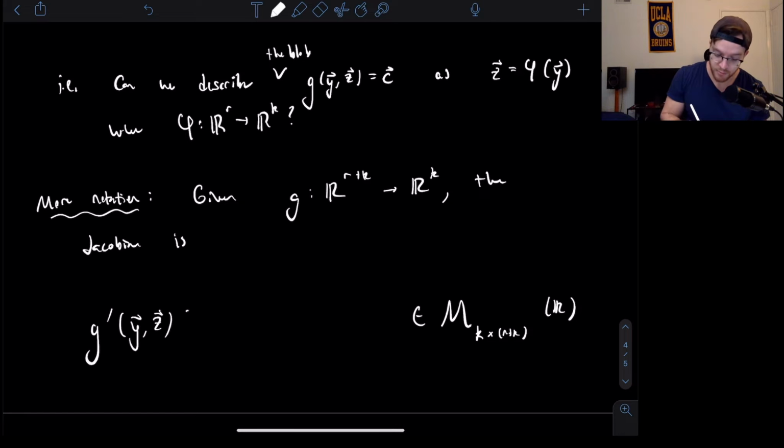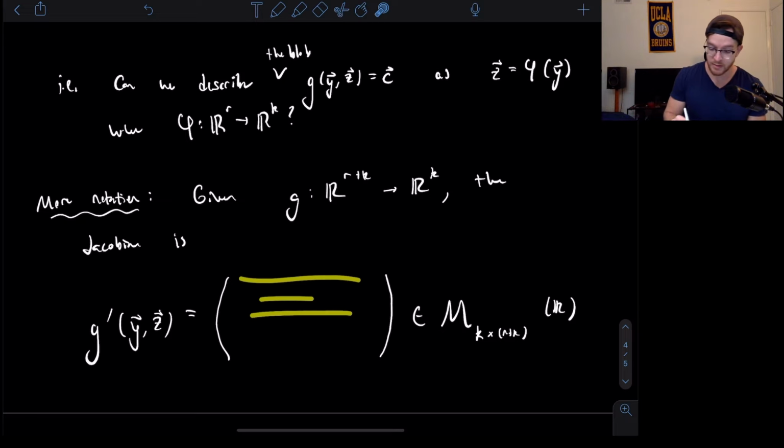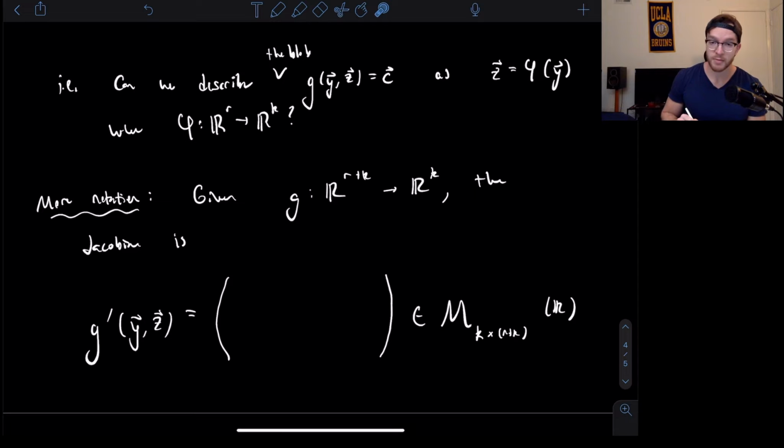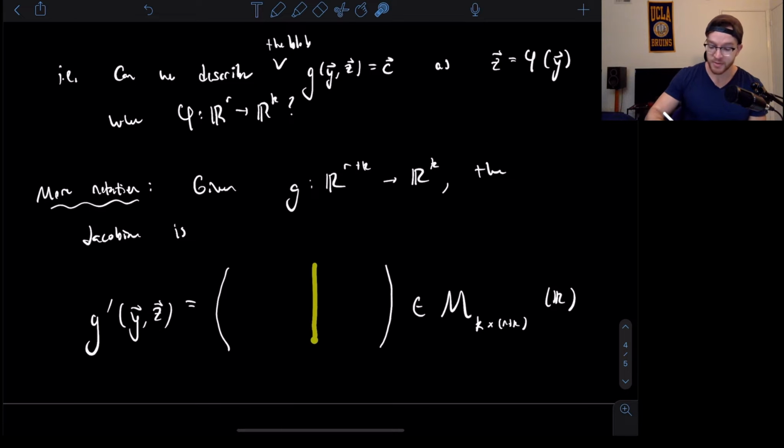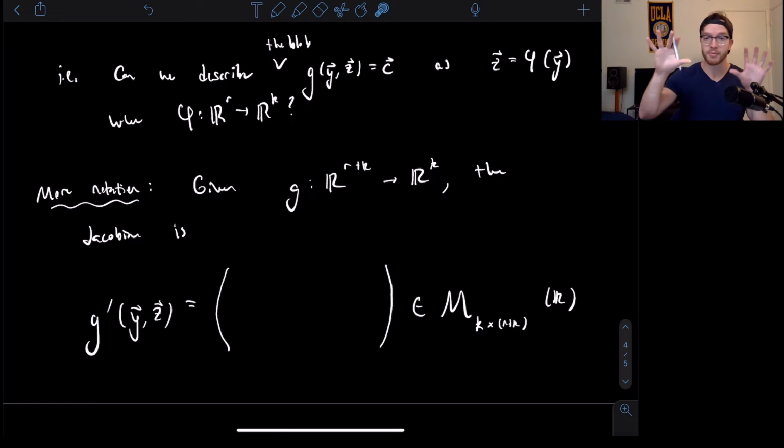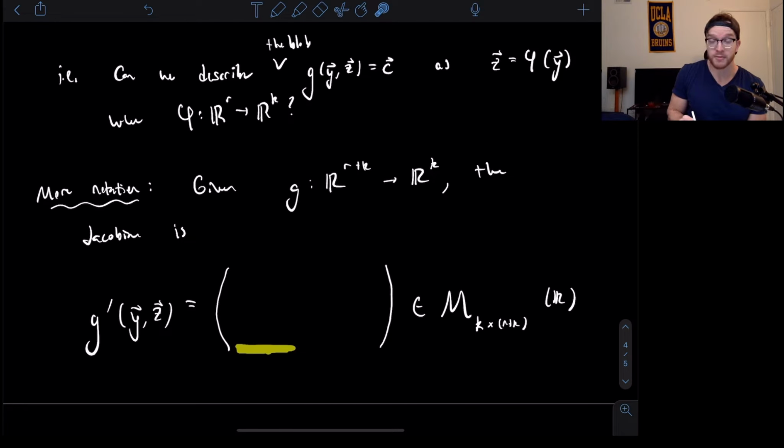What I want to do, though, is think about this as being a block matrix. So I have k rows in my matrix. I'm going to chop this up into two sub-matrices. One of those matrices will correspond to the first r columns, and the second one will correspond to the last k columns.